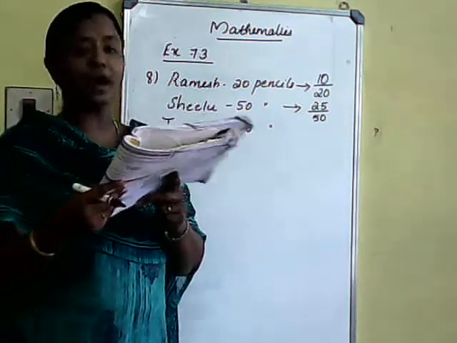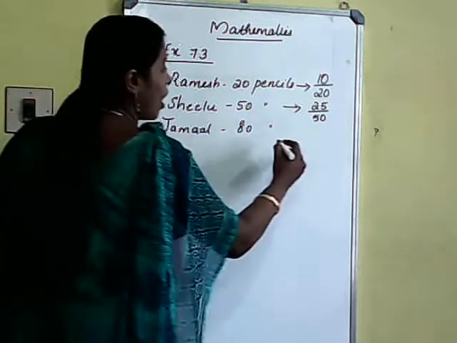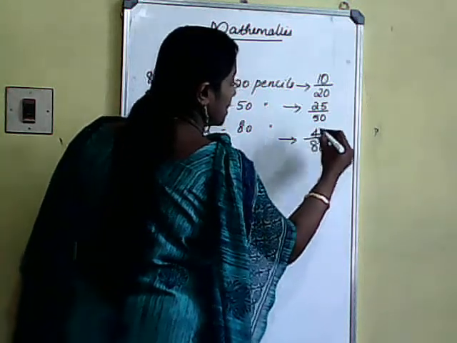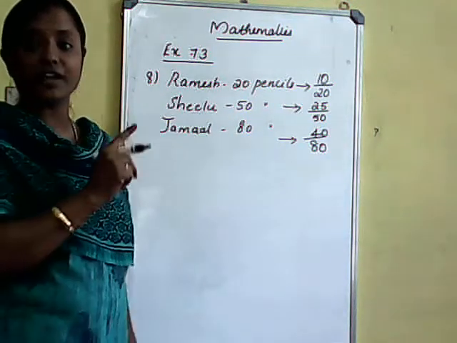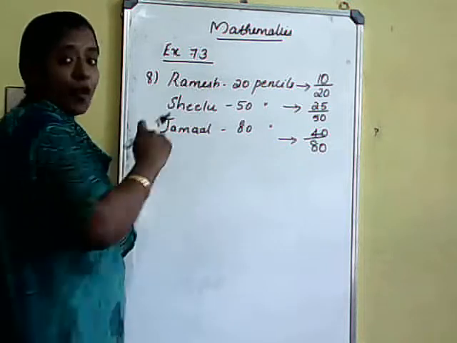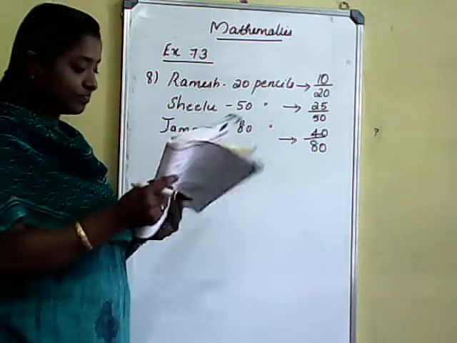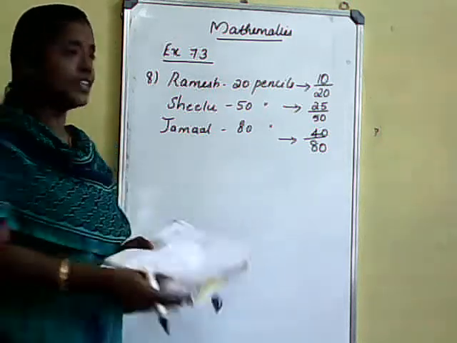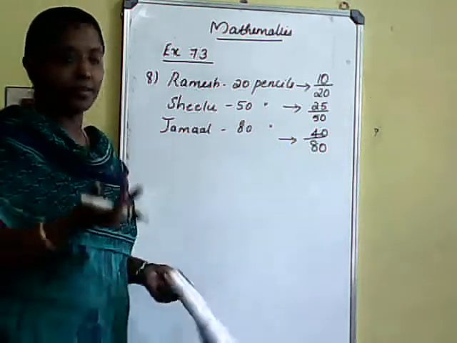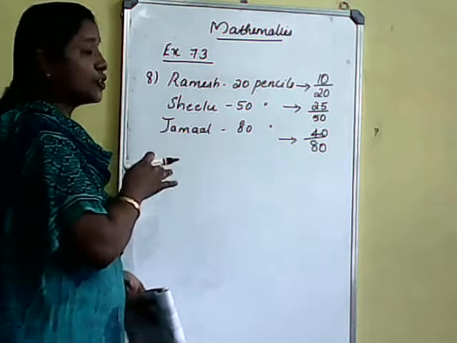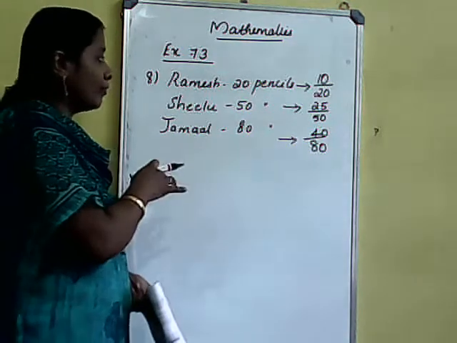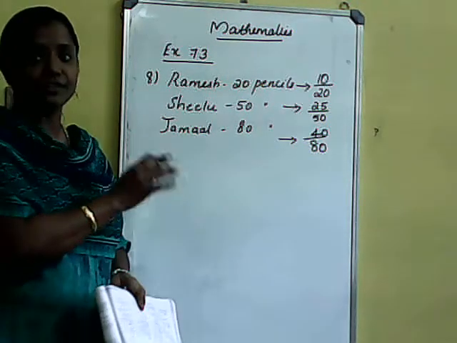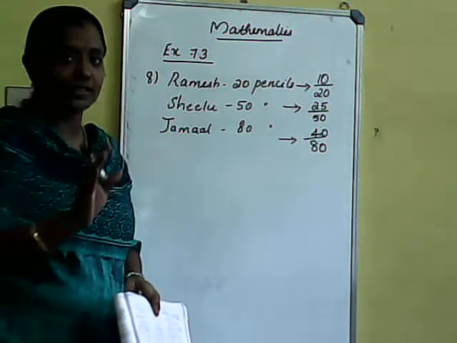And Jamal used up 40 pencils. So out of 80, Jamal used 40 pencils. These are the fraction forms with the corresponding information. Clear? So, what's our question? What fraction did each use up? Yes, this one. Out of 20, Ramesh used 10 pencils. Out of 50, Sheelu used 25 pencils. Out of 80, Jamal used 40 pencils. So first question is over.